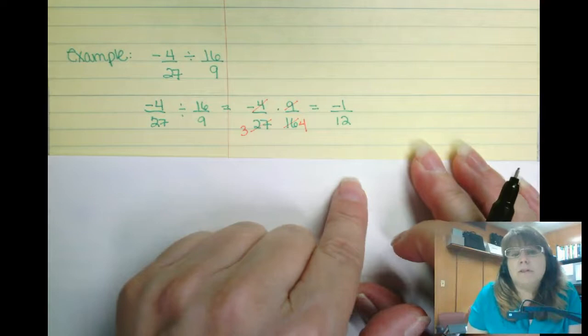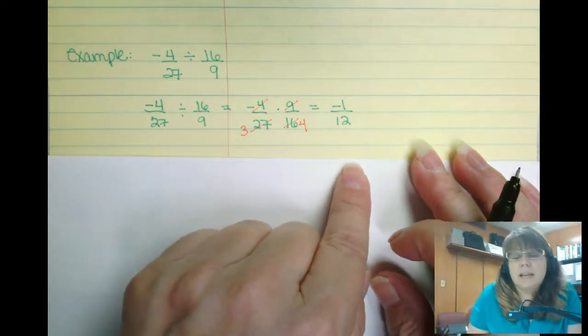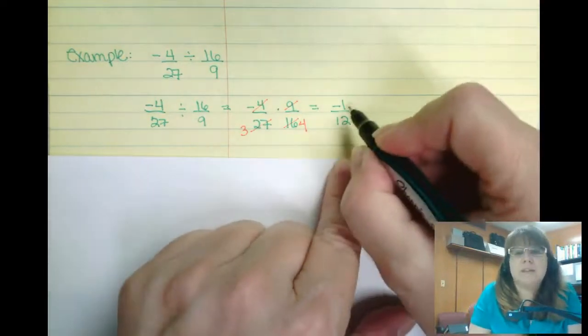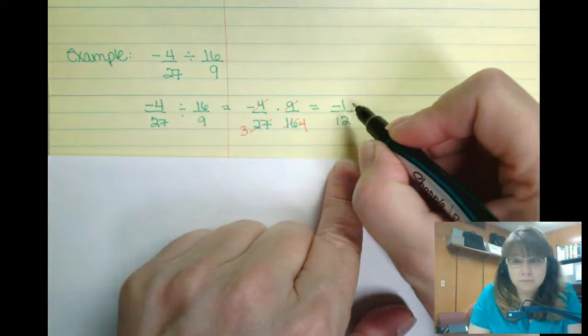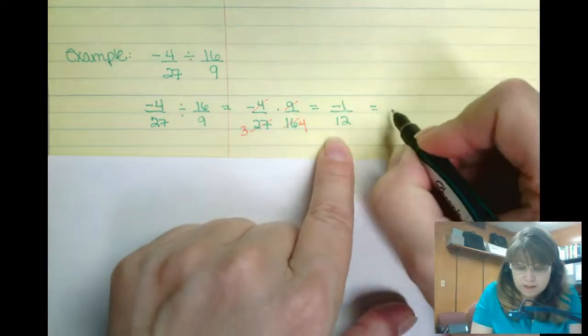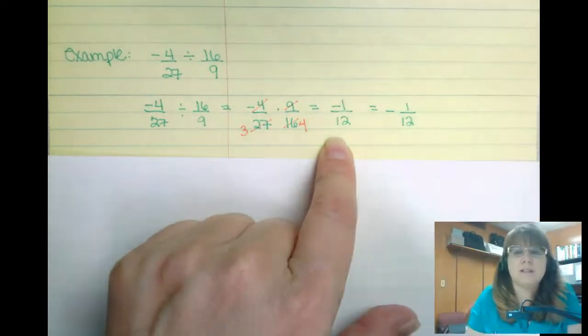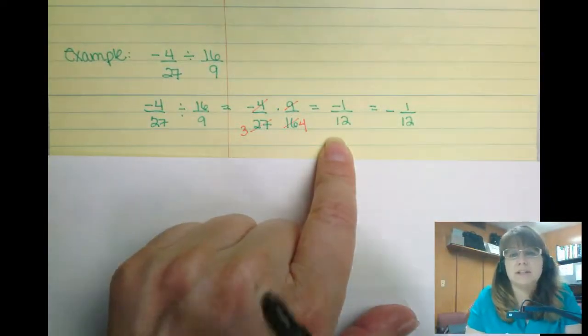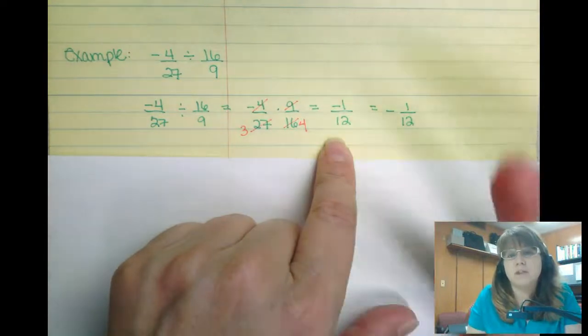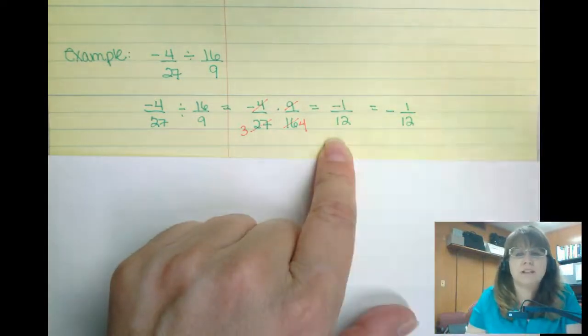Now if you remember, there's a couple of ways that we can write a negative fraction. One is to give the negative to the numerator, or the other way is to give it to the entire fraction. Traditionally, we do not just leave it in the denominator. If it is in the denominator, we always move it to the numerator or give it to the whole fraction.